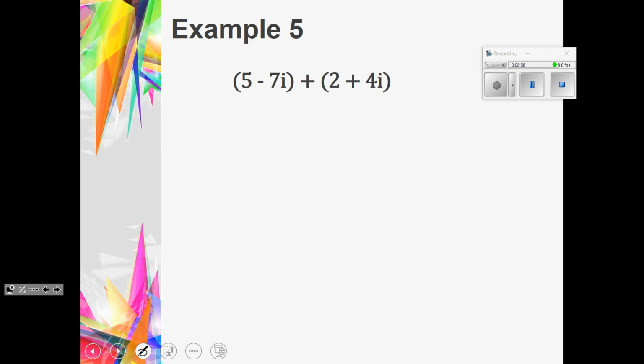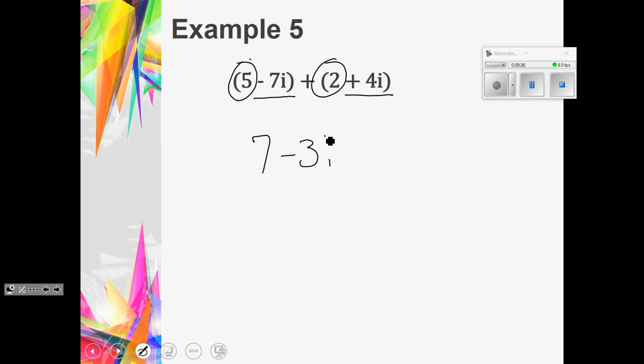Okay? How are we going to add? In order to add or subtract, we need to add things that match. So, what matches? 5 matches with 2, so we're going to add those and get 7. Negative 7i and 4i match. They are like terms, so when you add negative 7i and 4i, you will get negative 3i.